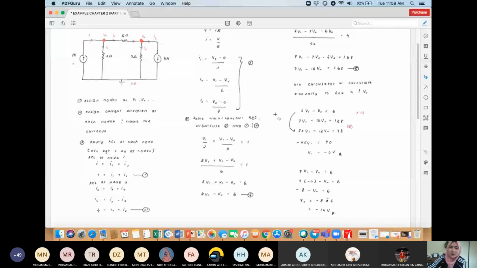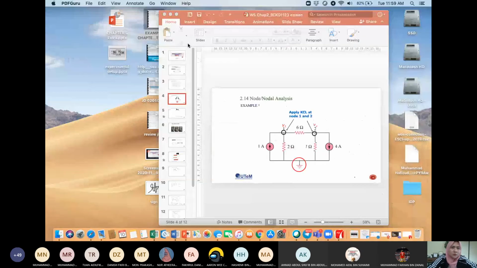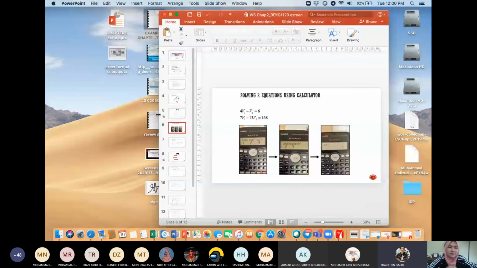Okay, all of this is simple mathematics. You should know how to calculate for V1 and V2. Any question? Do you know how to solve simultaneous equation using calculator? Tahu, okay. By clicking the EQN symbol. Yeah, okay.